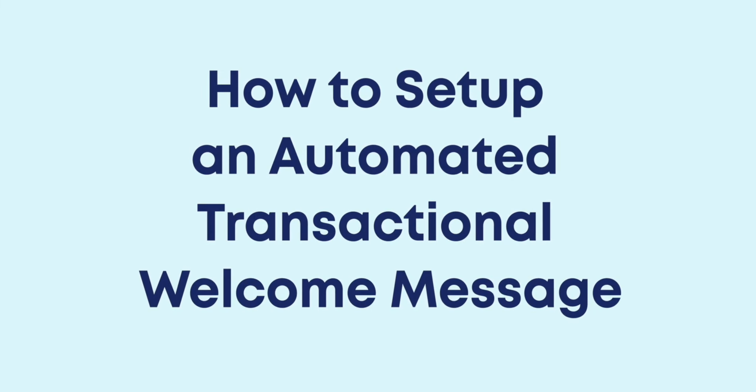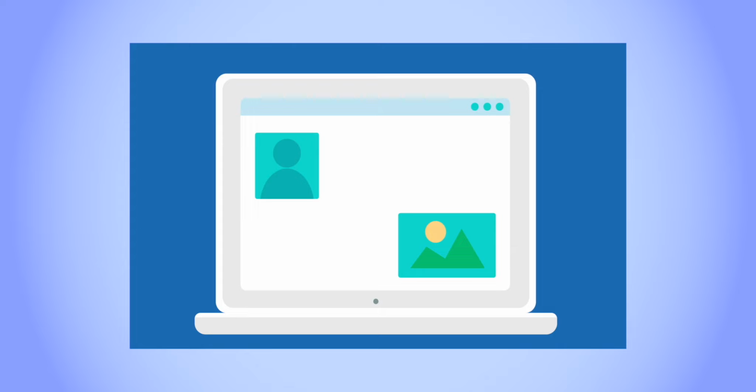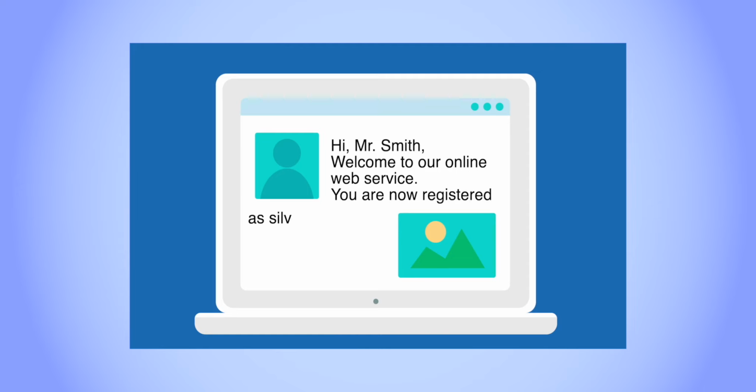Today, we're going to learn how to set up an automated transactional welcome message. One of the first automations you might use in Ongage is the welcome message. When set up, this message, which can be either an email and/or SMS, will go out immediately to each new contact that signs up for the first time to your newsletter, web service, application, and so on and so forth, confirming their registration. Welcome messages help build rapport and encourage engagement with each new contact.